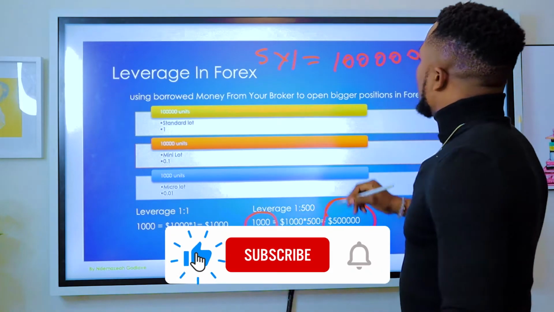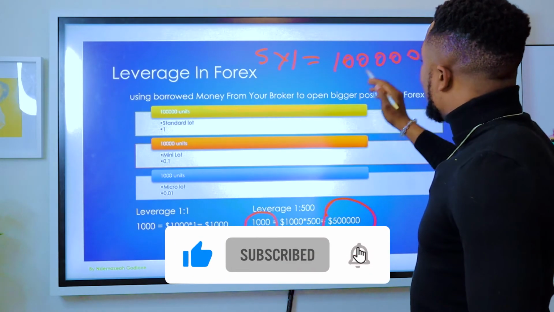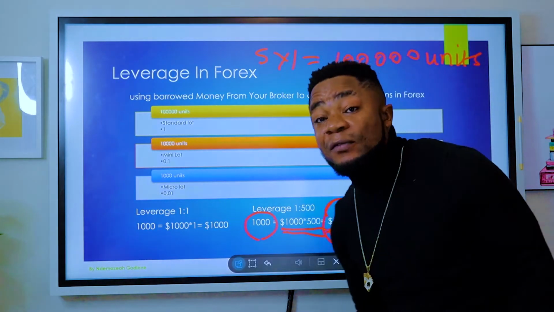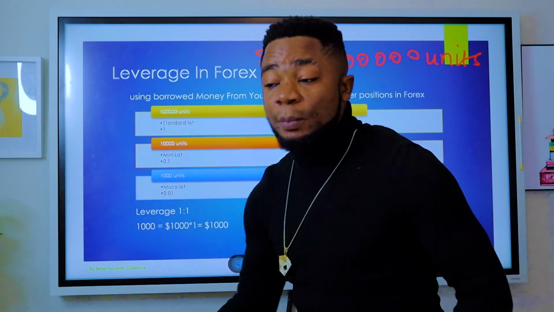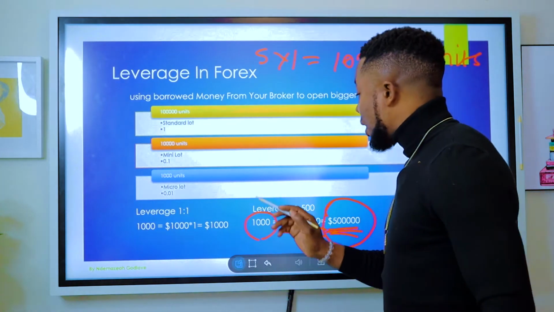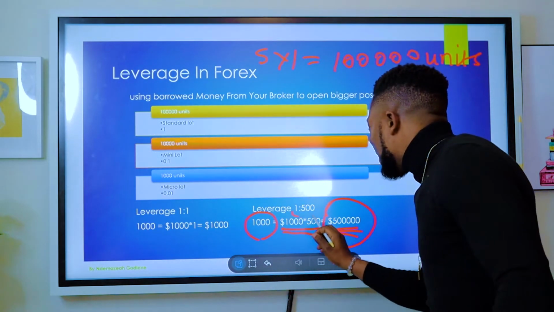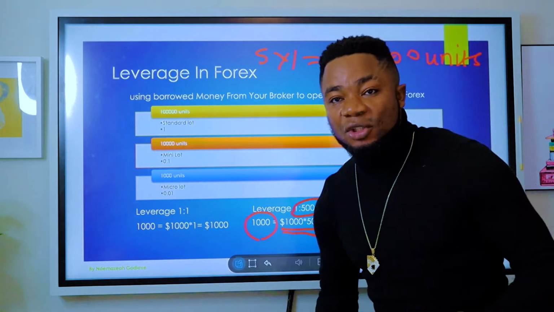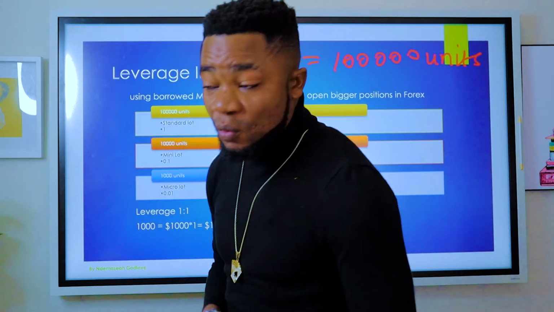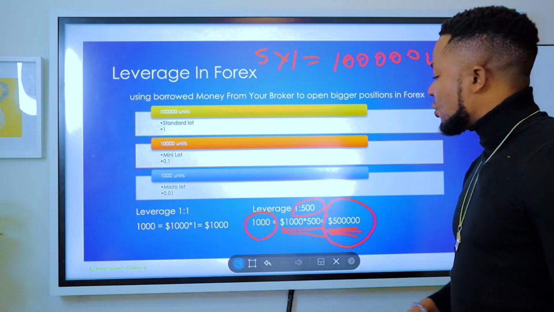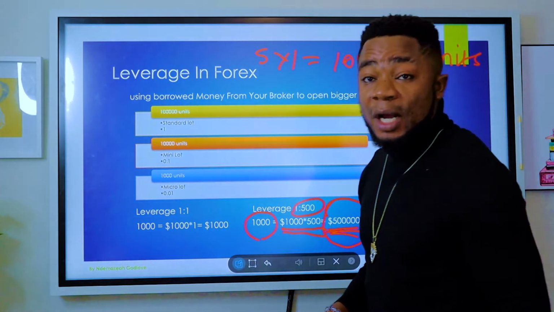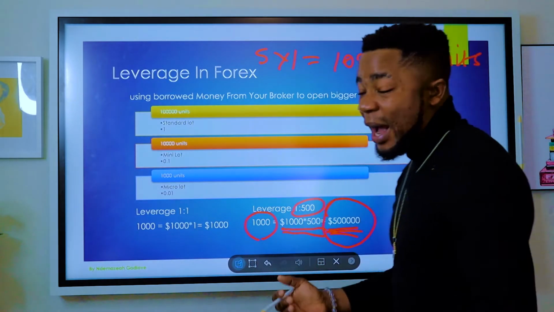All right. It's 100,000 units of the base currency. But now you have $500,000 you are trading with. Because of leverage, your broker has been able to multiply your money times 500. If your broker is offering a leverage of 1:500, because that's how they measure the leverage. You have 1:100, 1:200, 1:500, 1:1000, and so on. So let's just assume your broker offers you a leverage of 1:500. That is what you have on your account balance, and that is the power.